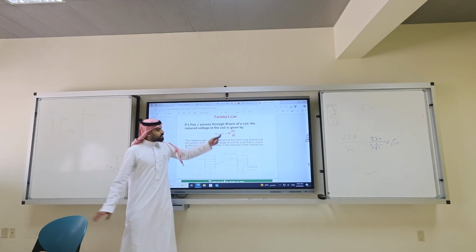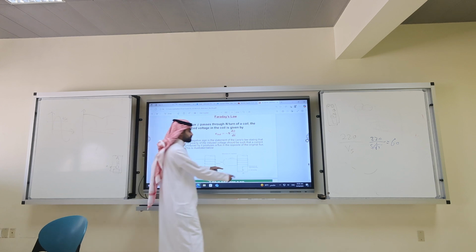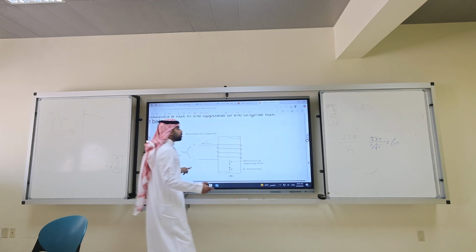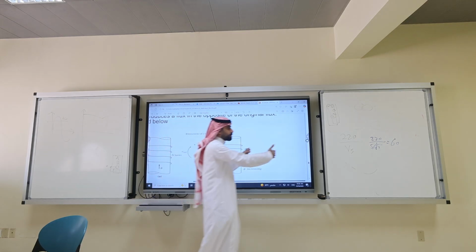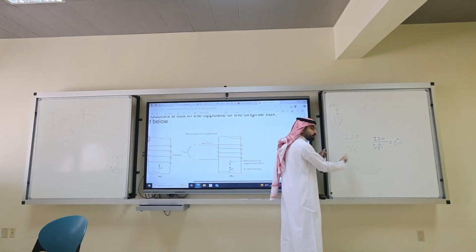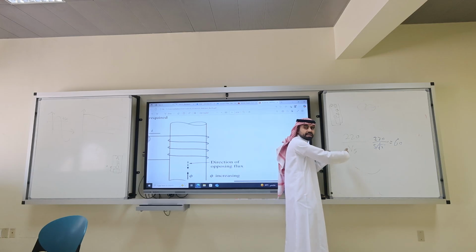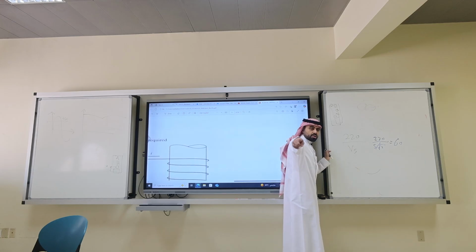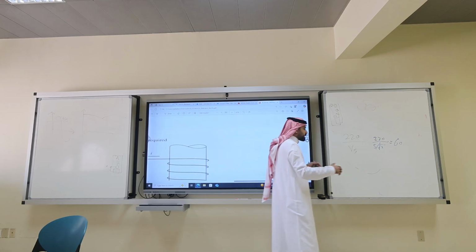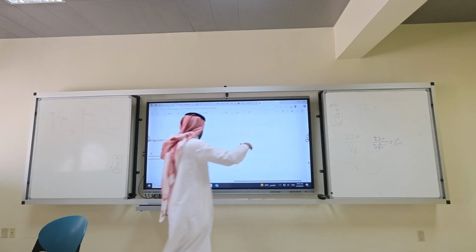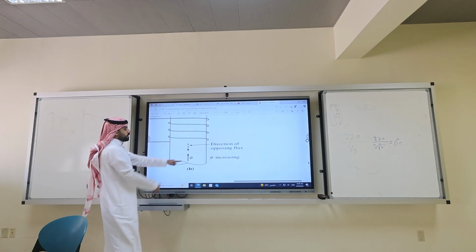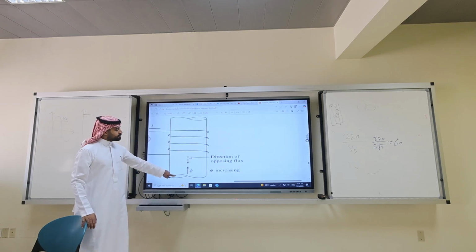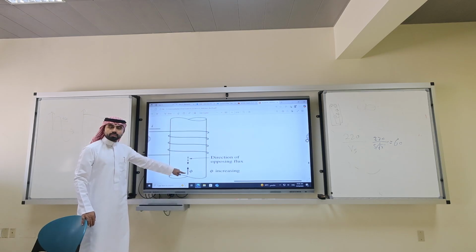But why is there a negative sign? Focus with me. Assume this is the secondary side and the primary side is here. We have coils and we connect an AC current. What will be the direction of the flux? Let's say the direction of the flux is this way, which is this one.